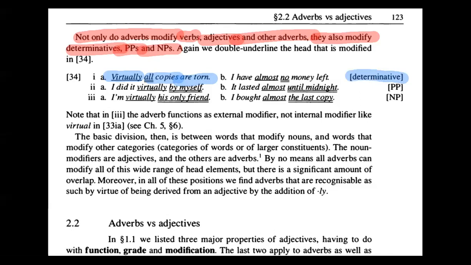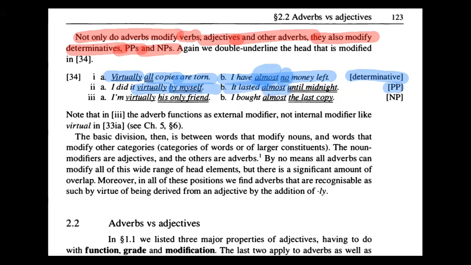I have almost no money left. So almost, this is modified, which is the alternatives no. Sorry. I did it virtually by myself. So virtually by myself. By myself, this is a preposition phrase. And virtually here comes to modify the preposition phrase.